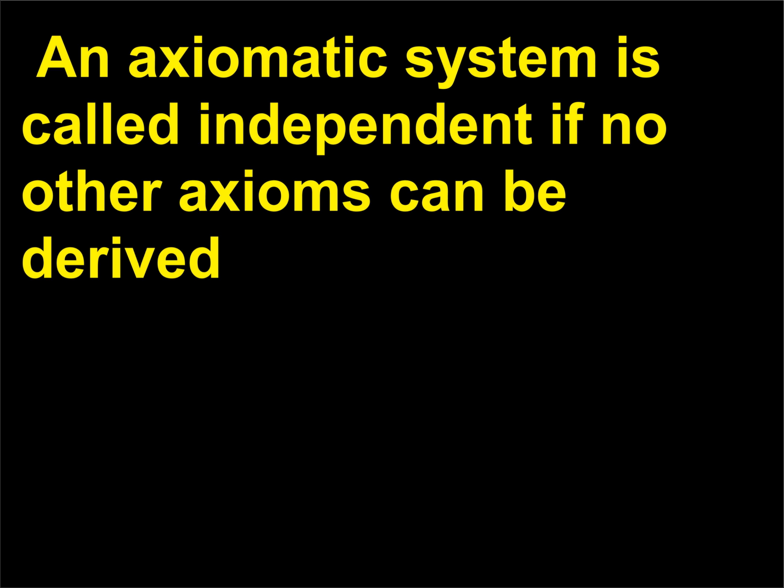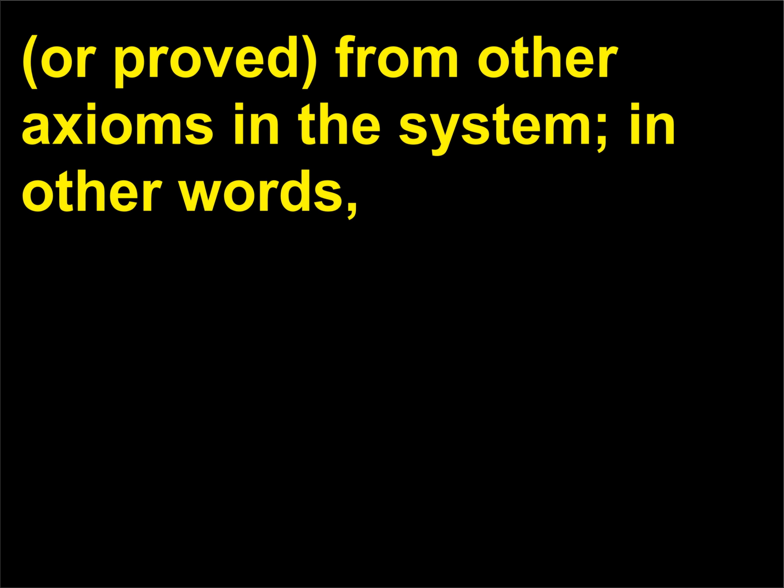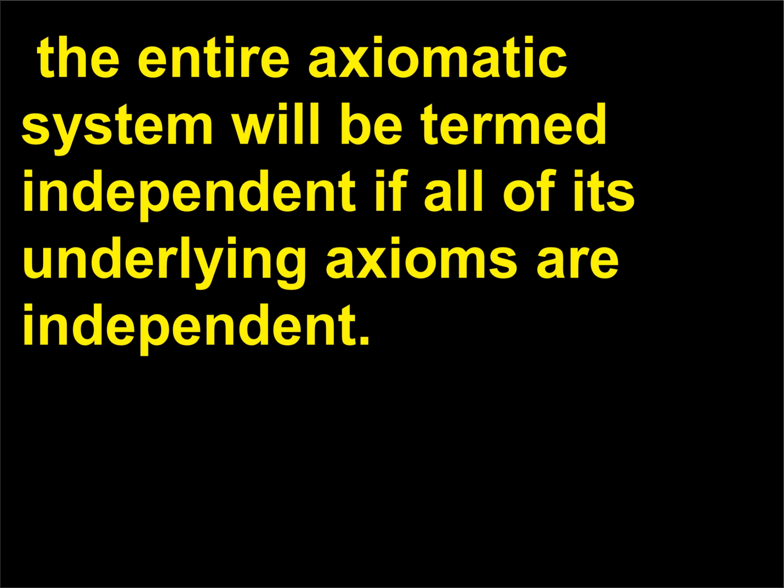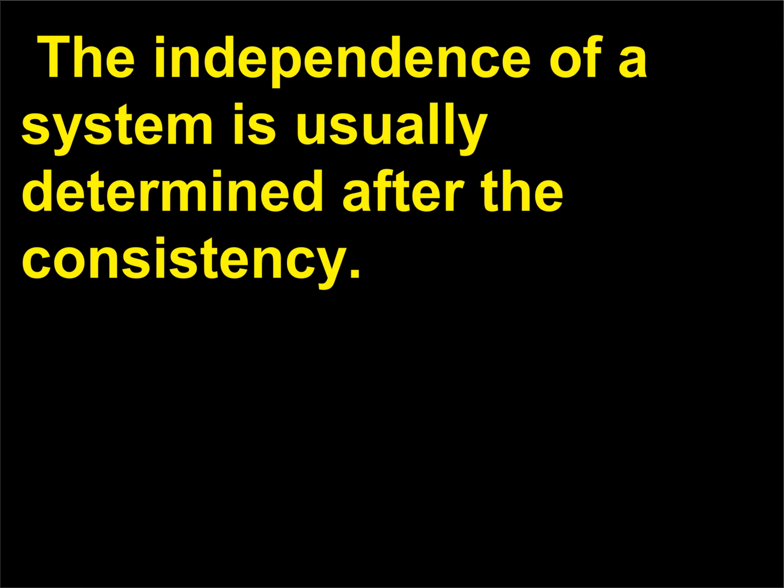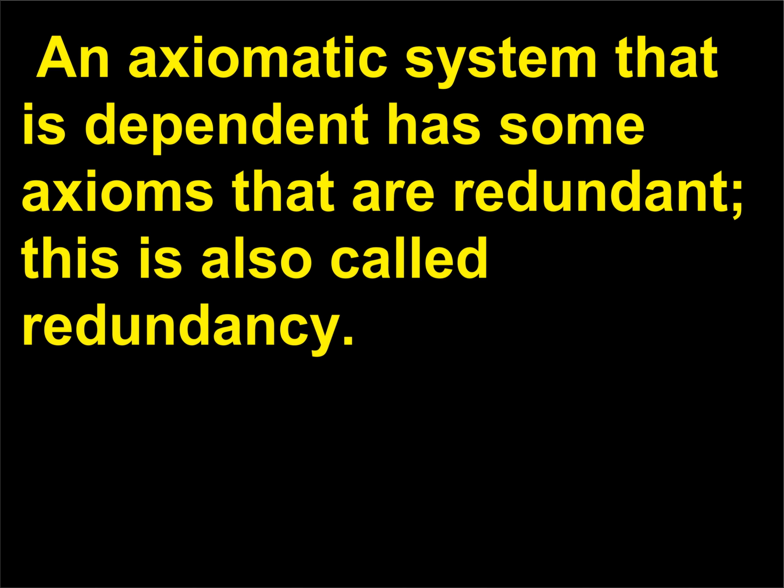An axiomatic system is called independent if no other axioms can be derived or proved from other axioms in the system. In other words, the entire axiomatic system will be termed independent if all of its underlying axioms are independent. The independence of a system is usually determined after the consistency. An axiomatic system that is dependent has some axioms that are redundant. This is also called redundancy.